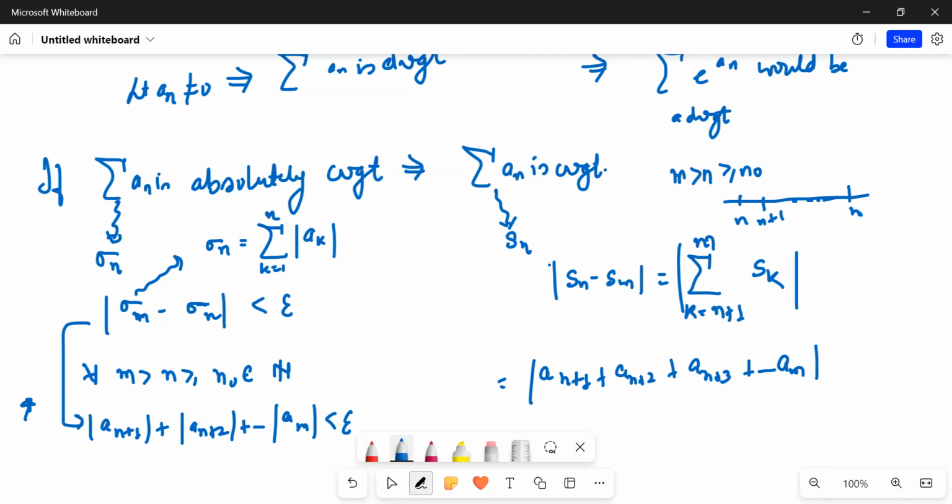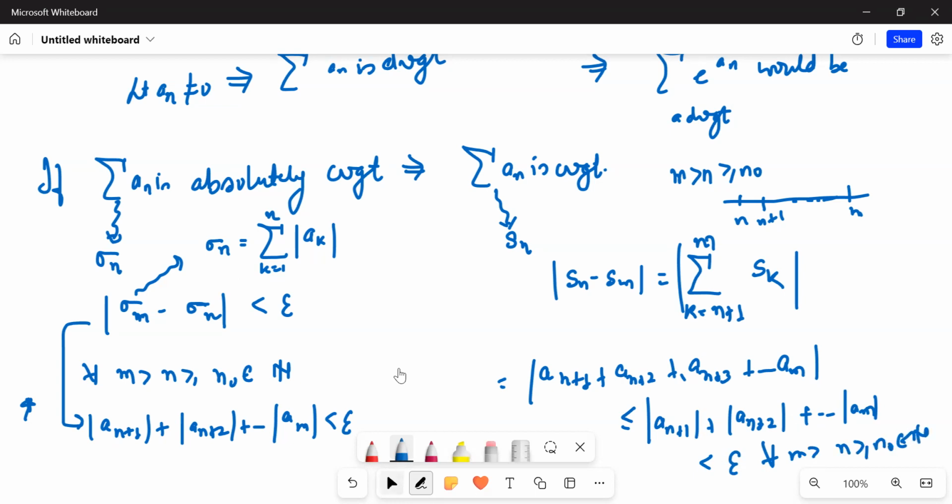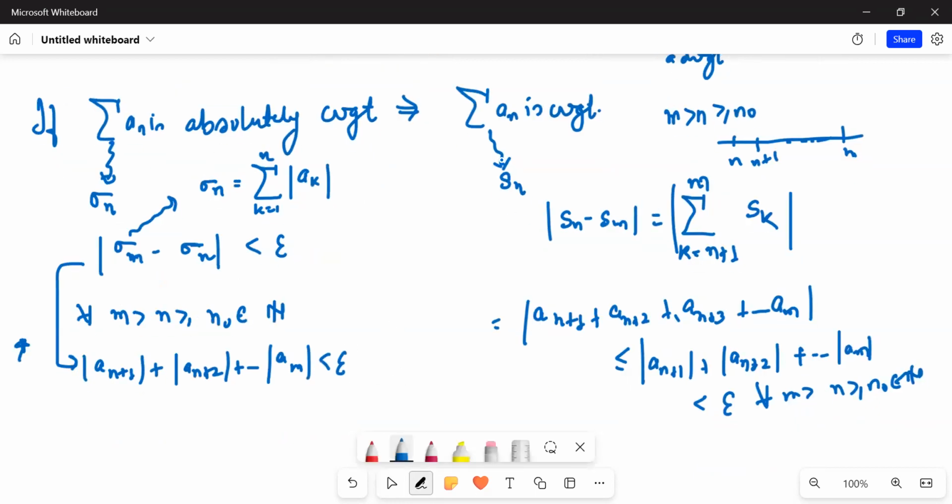Now, how can we show it? We'll have to show that the sequence of partial sums Sn associated with summation an, Sm minus Sn, would be simply an plus 1, an plus 2, an plus 3, up to am, which certainly would be less than or equal to modulus an plus 1 plus modulus an plus 2, and all of these things. Since I know that summation an is absolutely convergent, for all m greater than n greater than or equal to n naught, it implies that Sn, the sequence of partial sums of summation an, turns out to be convergent. Then summation an is convergent.